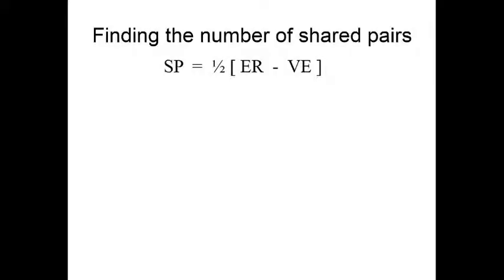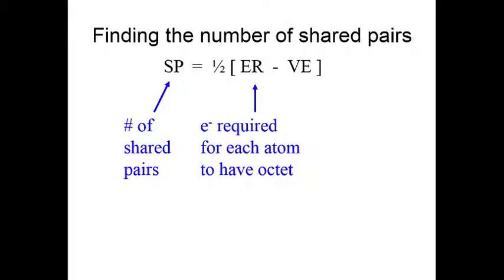In finding the number of shared pairs in a molecule, we can use the simple algebraic relationship Sp equals 1/2 of Er minus Ve. Sp is the number of shared pairs in the molecule. Er is the number of electrons required to give each atom in the molecule an octet in the absence of bonding. This is as though the atoms were acquiring an octet by gaining electrons to form an anion. For the purposes of Er, hydrogen atoms would only want 2 electrons, not 8. If there are no hydrogen atoms, Er will be a multiple of 8.